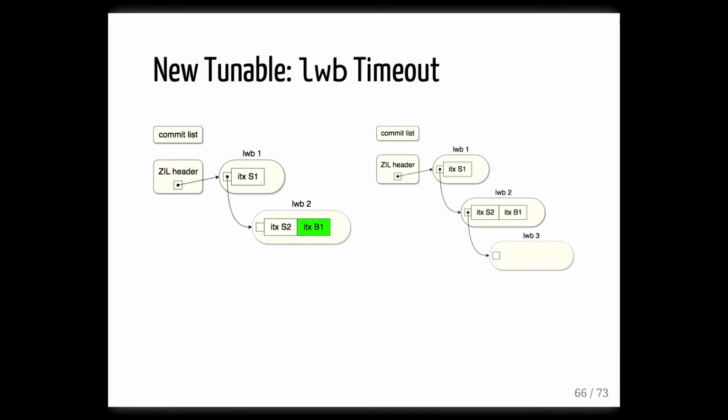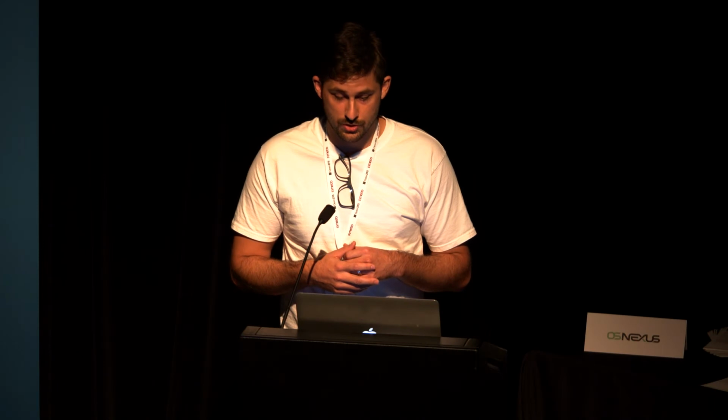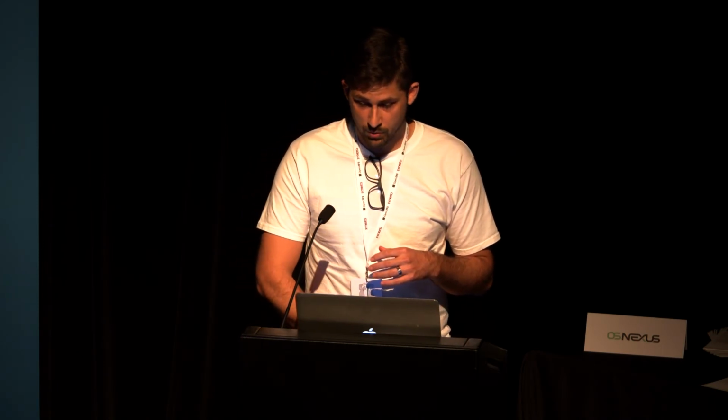Before jumping into the performance results, I wanted to quickly talk about how we determine when to issue a ZIL block to disk. If you remember from earlier in the talk, we build up these blocks by iterating over the commit list and copying each ITX into one of the LWB buffers. Previously, once we reached the end of the commit list, in essence, the end of a batch, we would issue the last LWB to disk. Now that we're batchless, we don't necessarily want to do that.